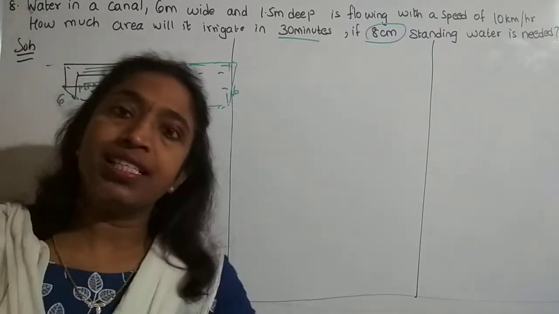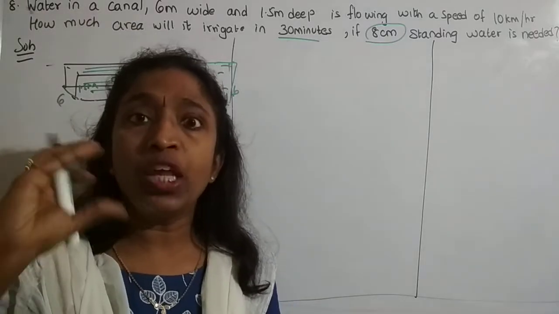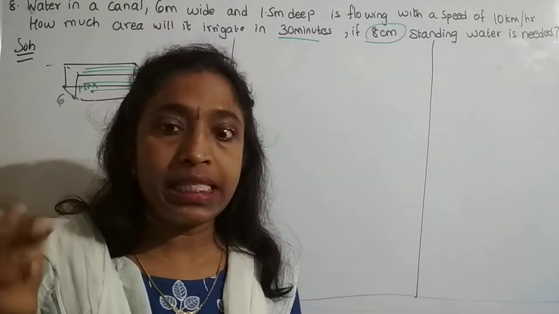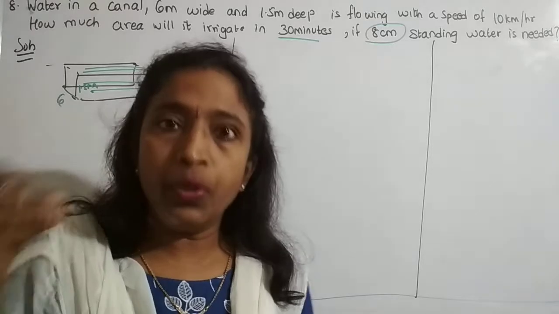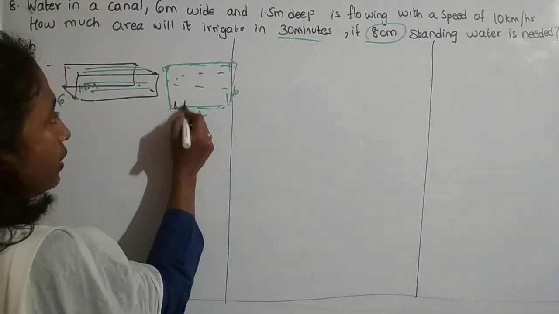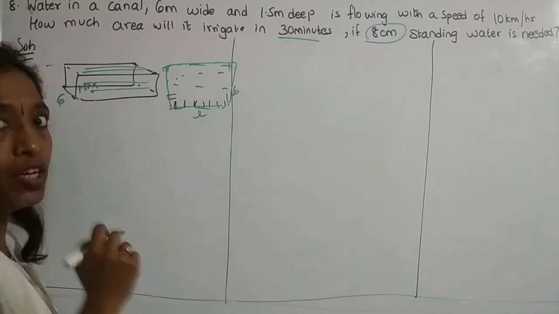What do you mean by the word standing water? You usually know that for rice crops and paddy crops we require water. When they are doing the sapling, at that time you can find that they require standing water. That is the important condition, the criteria, for the rice crop.